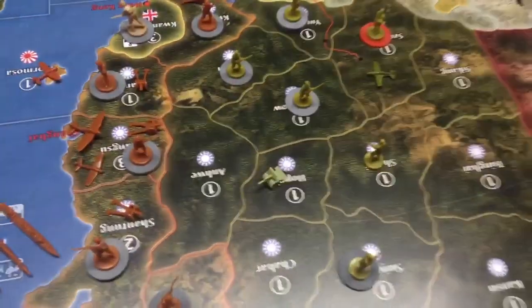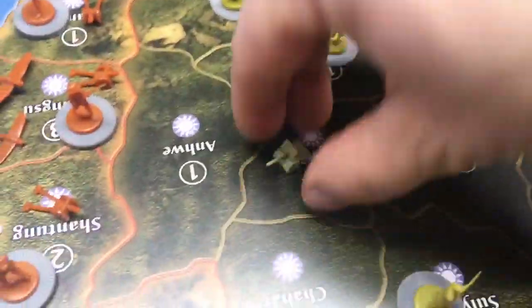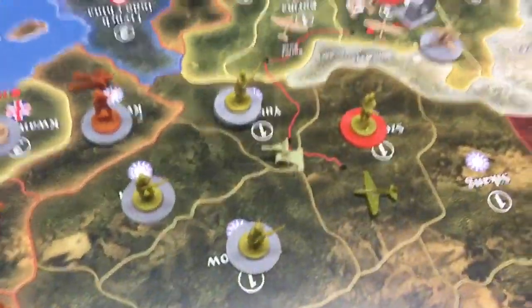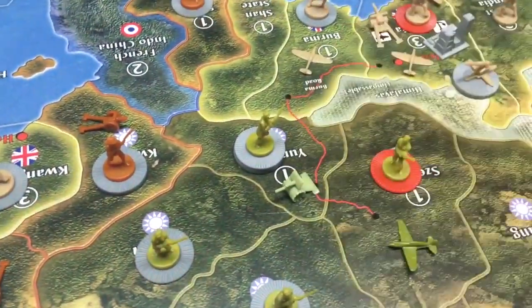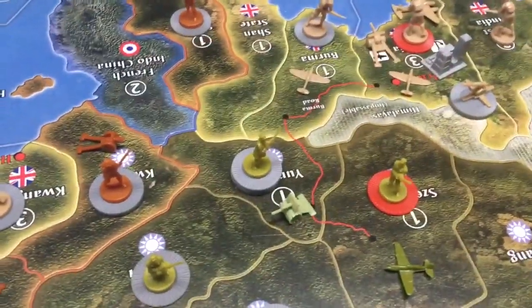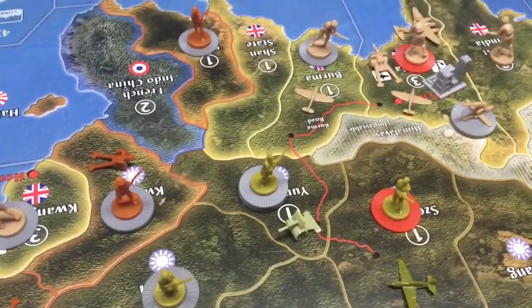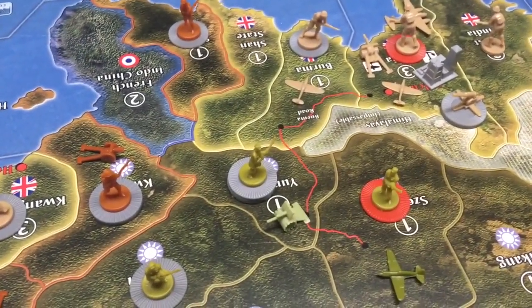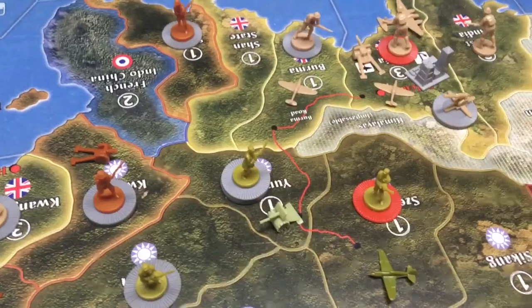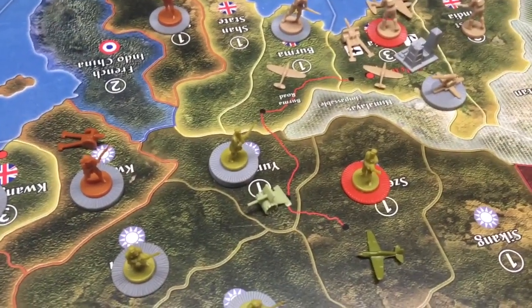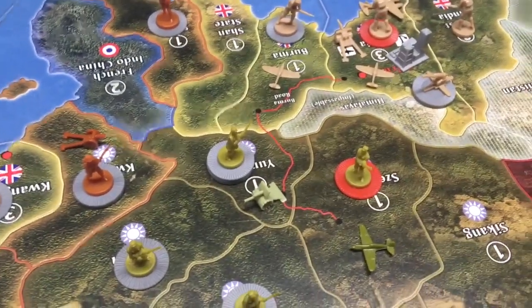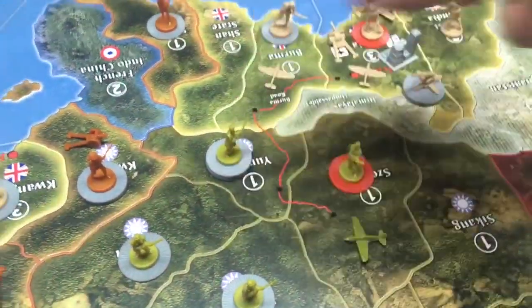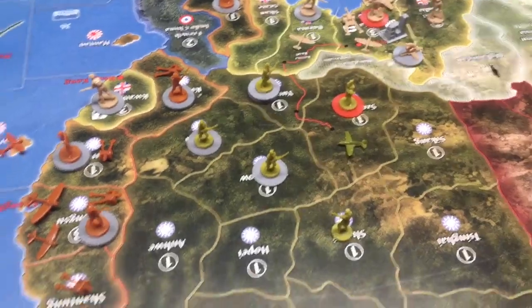So if the road is secure, and remember, it has to be secured at the beginning of their turn. Of course, when you're purchasing new units, purchasing comes at the beginning of your turn. Therefore, you must have control of the Burma Road at the beginning of your turn to be able to purchase the artillery units and place them at the end during the place new units phase.